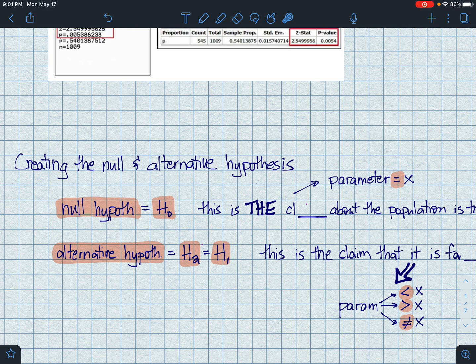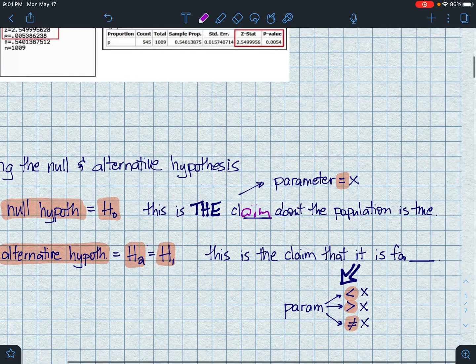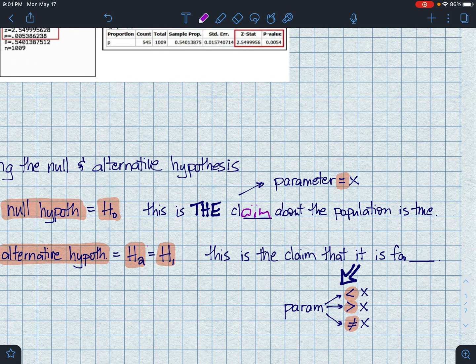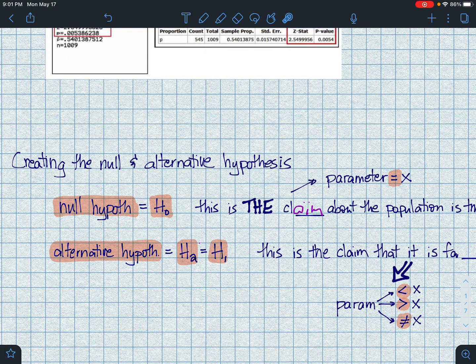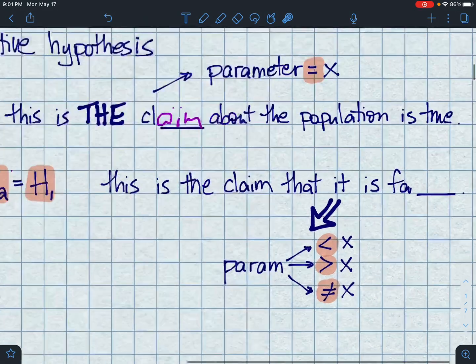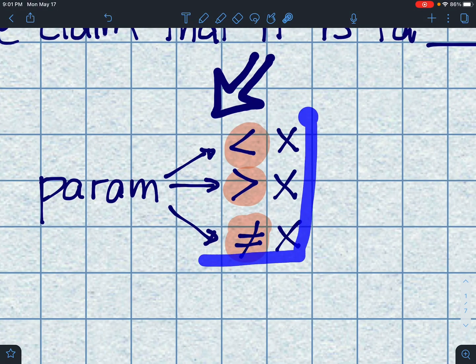So we begin by creating the null and the alternative hypothesis. First of all, the null hypothesis, labeled H0. This is the claim about the population being true. Now the claim must include an equality. All right, whichever is left after you look at the equality, this then is known as the alternative hypothesis. And this will include typically a less than, a greater than, or a not equal to.